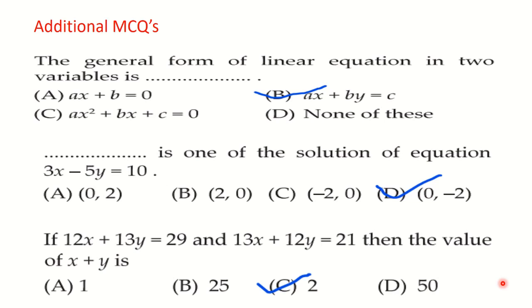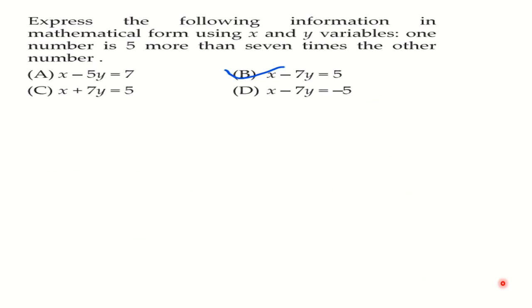So let us go towards question number 4. Express the following information in mathematical form using x and y variables. So this statement we have to convert into mathematical form. One number is 5 more than 7 times the other. So two numbers are there. You have to take one number as x and the other as y. So one number is 5 more than 7 times the other, means the first number minus 7 times the second number is equal to 5. The difference between them is 5.